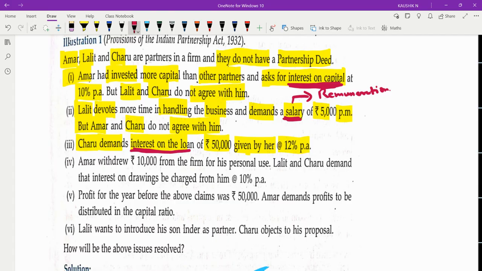Okay, so the partner has given a loan to the firm. Now they are demanding interest on that particular loan. Even when the deed is not there, it is allowed, it is acceptable. But what is the condition? When the deed is not available, at what rate of interest will you allow it? When there is no deed, it is 6 percent per annum. But here, what percentage is he demanding? He is demanding 12 percent. We will not allow 12 percent. We will allow only 6 percent per annum. That is the correction to be done.